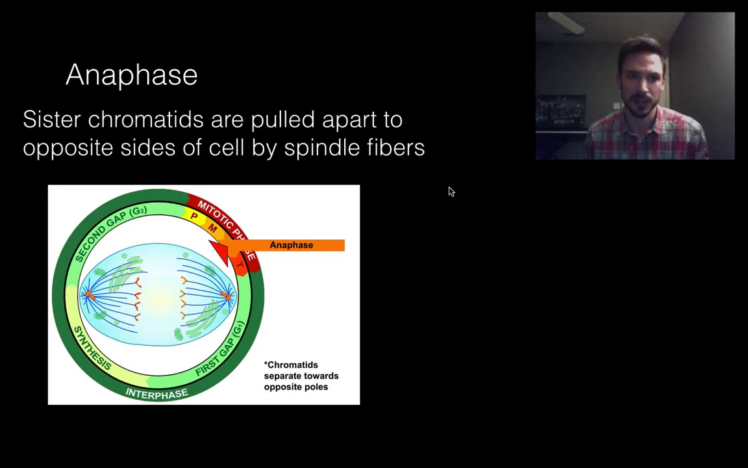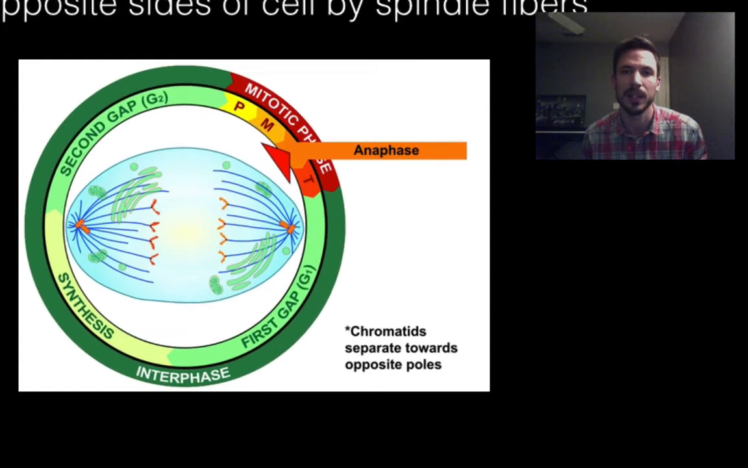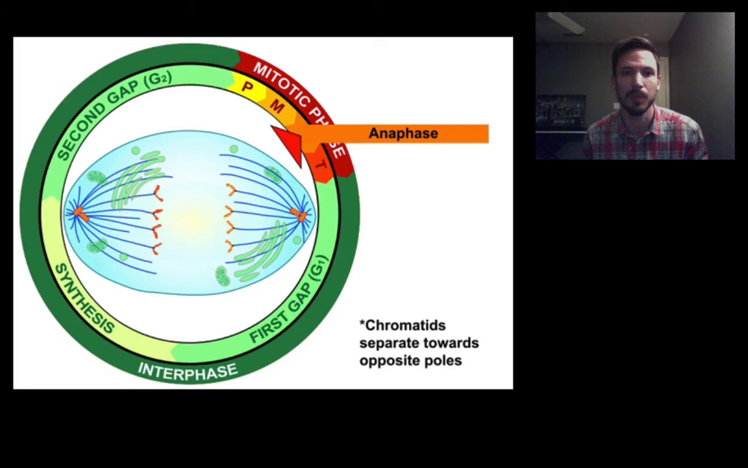So in anaphase, the sister chromatids are now going to get pulled apart to opposite sides of the cell. Remember those spindle fibers that were connected, they're going to shorten, and as they shorten, they're going to pull one chromatid one way and the other sister chromatid the other. And this is important because remember, those guys were copies. We don't want them in the same cell. So we're going to make sure that half of the genetic information goes to the left, half of it goes into the right.